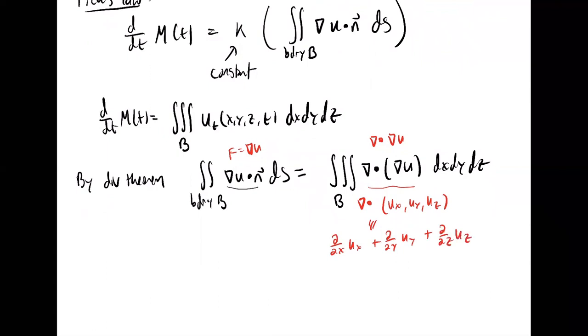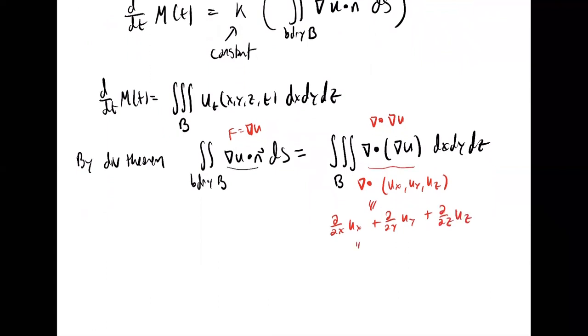And so I just get the sum of all the second order derivatives. So this is just uxx plus uyy plus uzz. And so that's just the Laplacian of u that we get on the right-hand side.